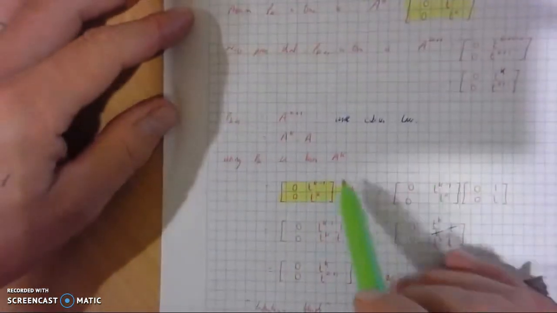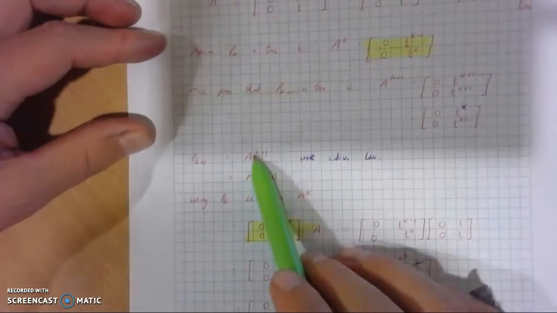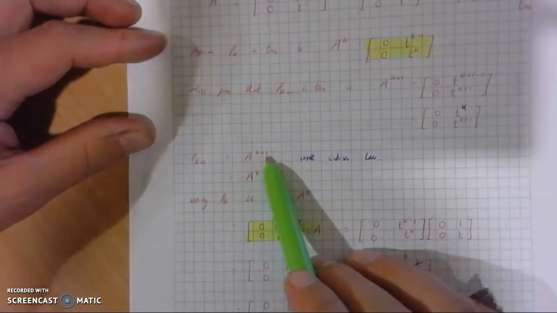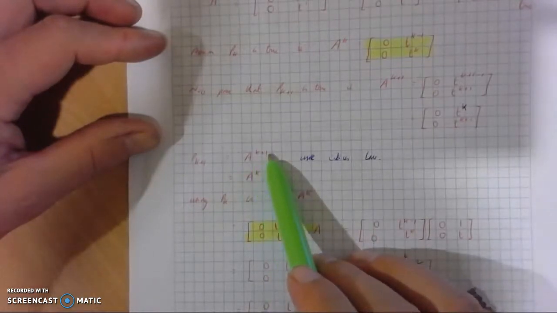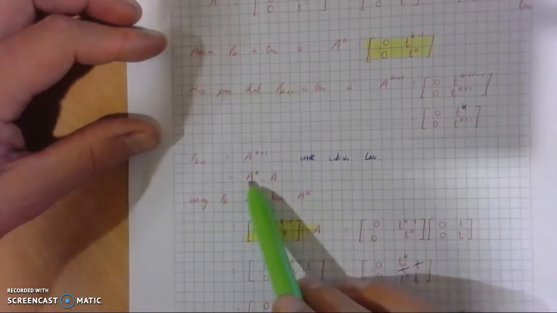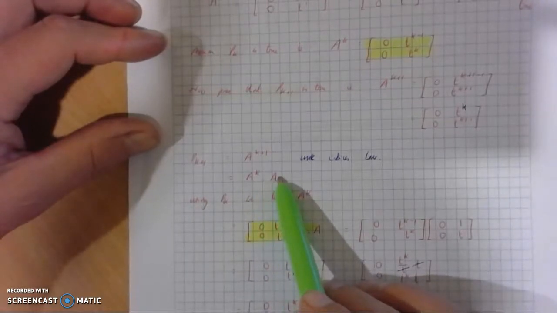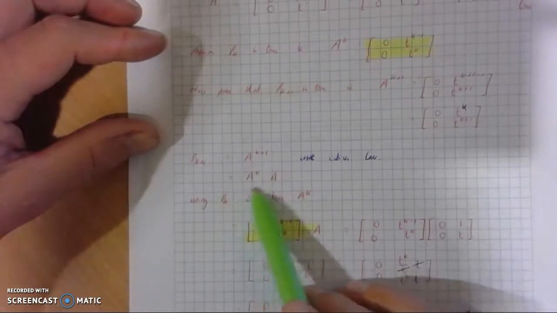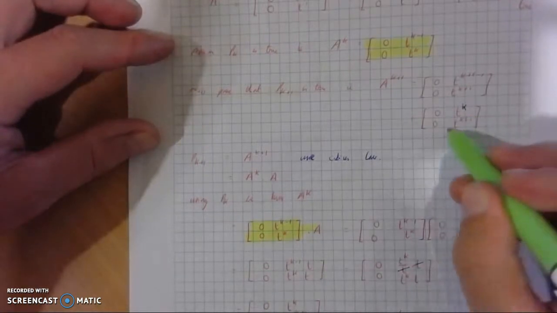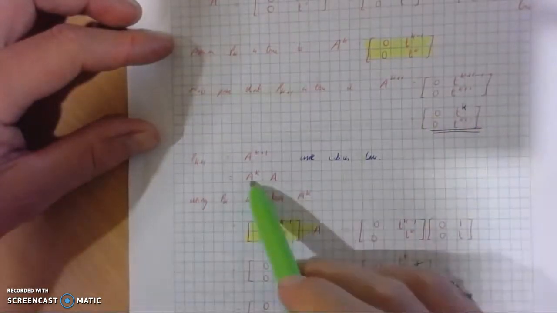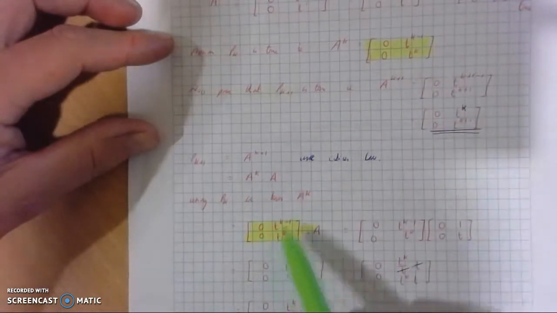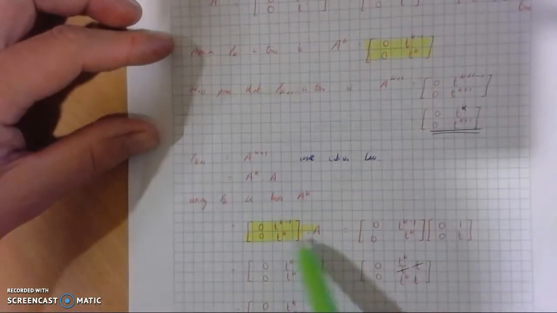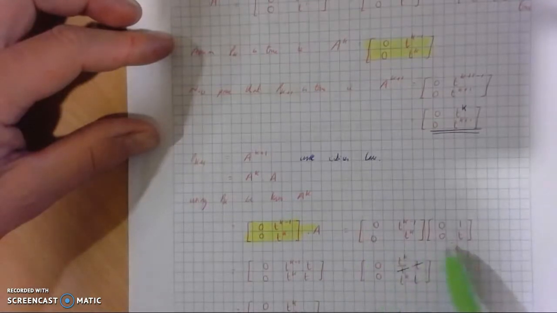Now don't forget, we're trying to prove this. So using the indices laws, we know that A to the k plus 1 is the same as A to the k times A. And we know A to the k already, we can use that. So this is what we're trying to prove here, remember. We've got A to the k, we can use it. So I'm going to replace A to the k with my A to the k and times it by A. And when I run through that multiplication, I get this.